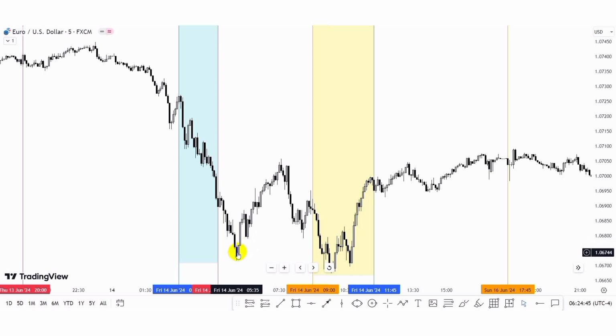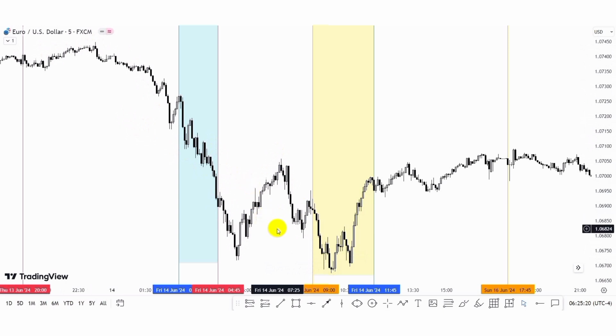Now we have this pullback within the London session, and there's still the continuation to the downside. So the London session is bearish, as the Asian session is also bearish. Price took out this buy side liquidity and fell to the downside. The London session sponsored the move to also take out this buy side liquidity, and then you can see the further push of price to the downside. So we have two sessions as bearish.